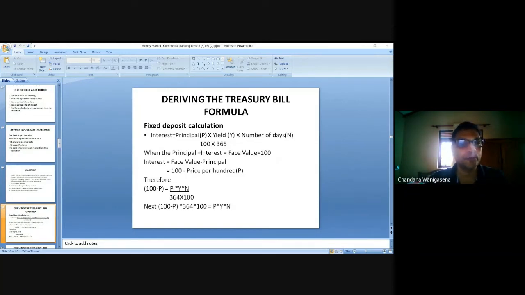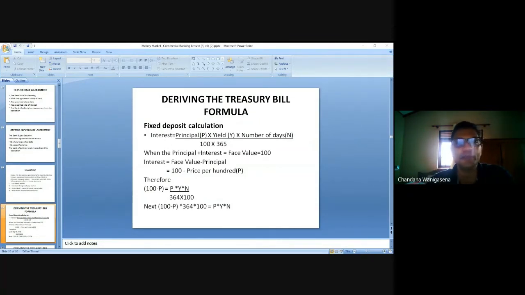Interest: for interest calculation, how do you normally do it? Principal into yield and number of days, divided by 365. Similarly, principal plus interest is face value, which is equal to 100. So price is the same as price per 100. Price per 100 is the principal, right? So when you solve these mathematical equations, you get the final formula, P equals this one.